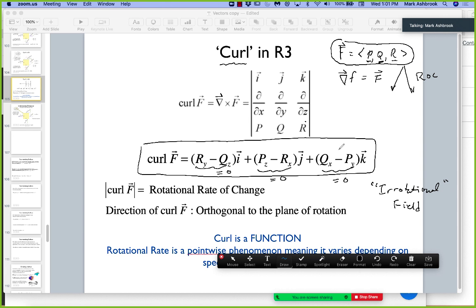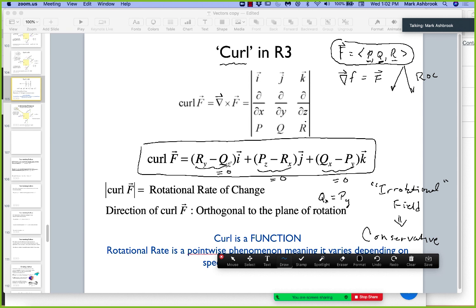Okay, and then we said, okay, look at that. So if qx minus py is 0, that means qx equals py. And what was that? What did we have if qx equaled py? Conservative field? Yeah, conservative field, gradient field. So irrotational fields are conservative because you get that these partial derivatives are equal.